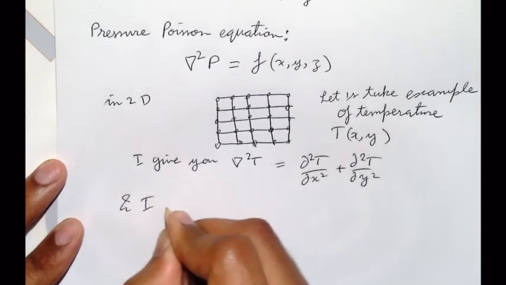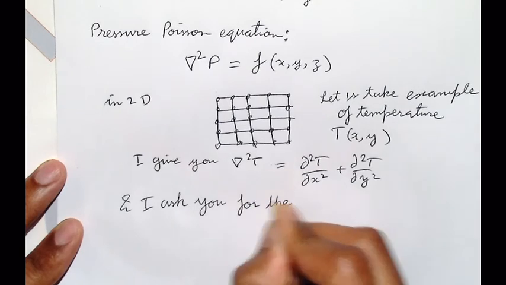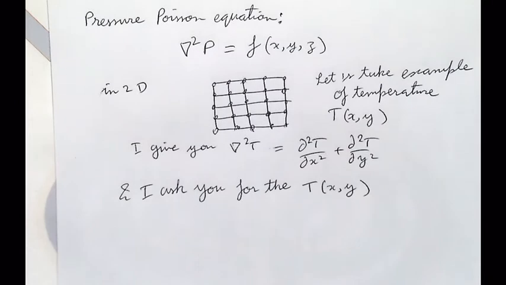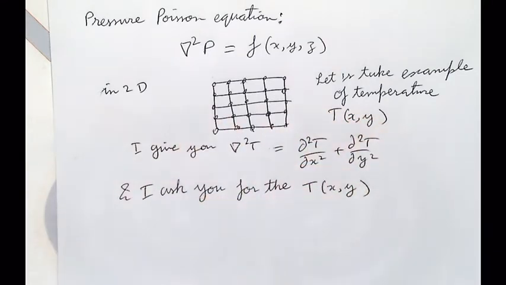And I ask you to give me the solution. Is the problem clear in your head? I don't tell you anything about the temperature, but I tell you the second derivative is some number. What is the temperature? You tell me. So, how would you do it? Integrate twice. You would integrate twice. Yeah.